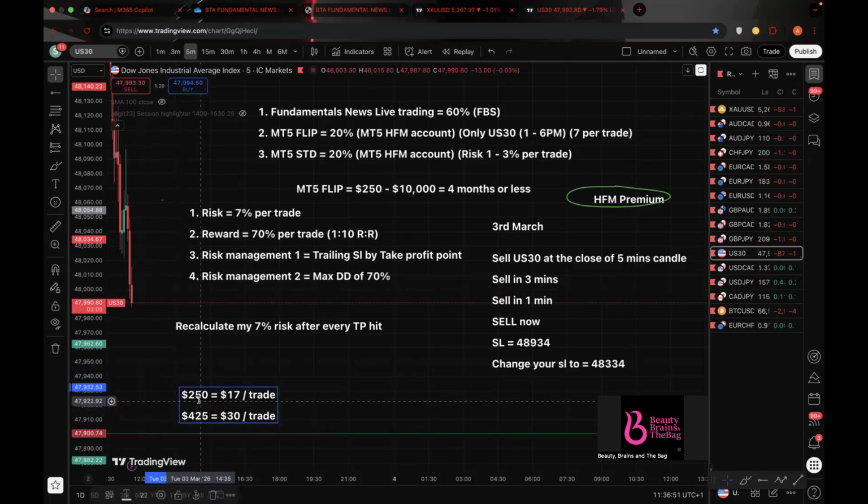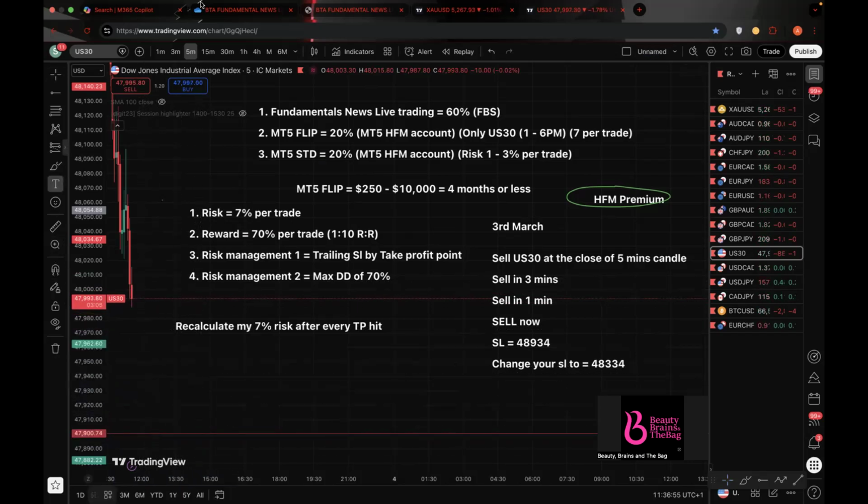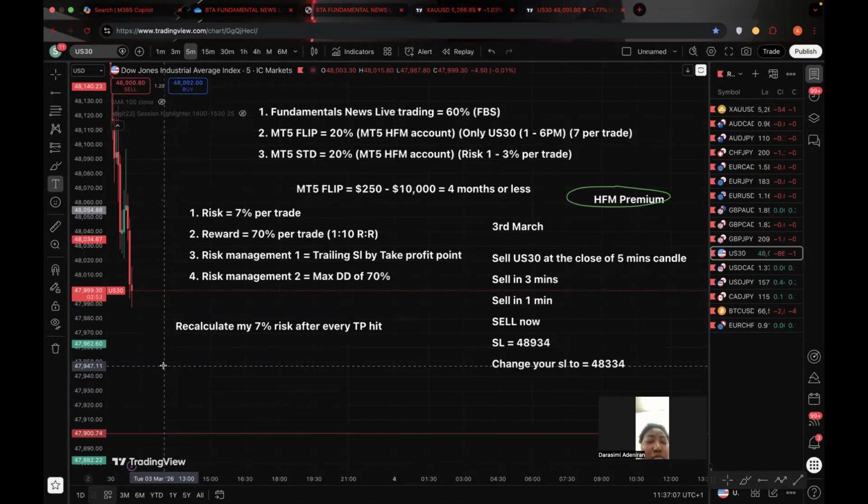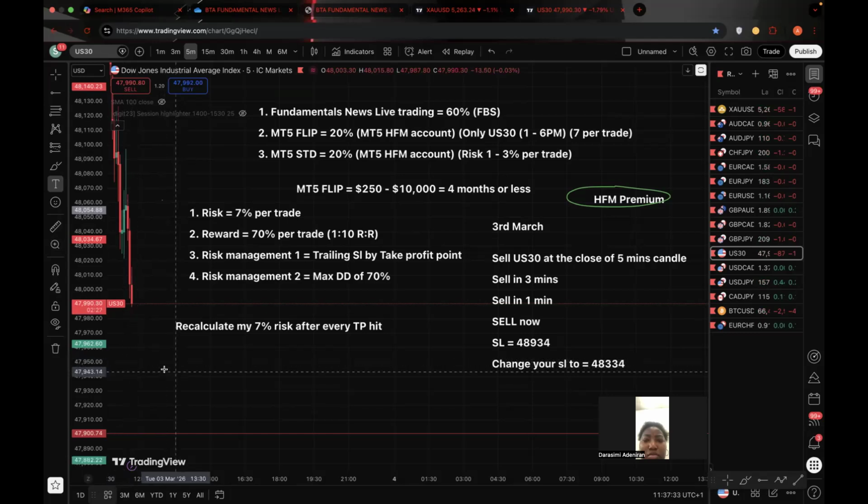So this is actually the plan, right? If I can have ten 1:10 RRs in four months, this is what it's going to translate to without any loss. I know I'm going to have losses. I'm just trying to show you the plan to the $10,000.